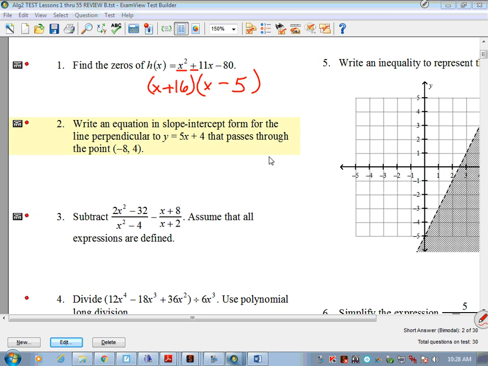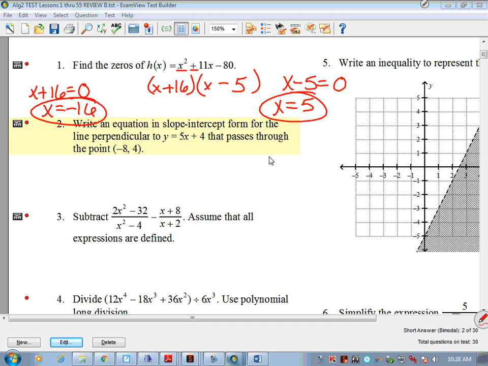And so we're going to take x plus 16 equals 0, subtract the 16, so x equals negative 16. We can do the same thing with x minus 5 equals 0, add 5, I'm going to get x equals 5. So my two answers are negative 16 and 5 for number 1, x equals 5 or x equals negative 16. Either one is an option. If I plug in either number for x, it's going to equal 0.